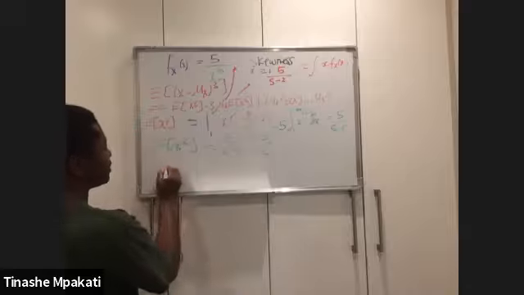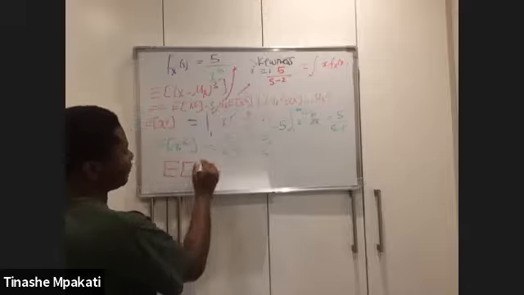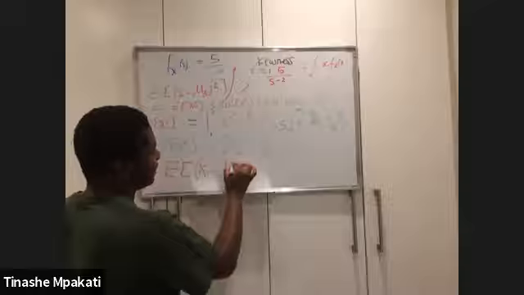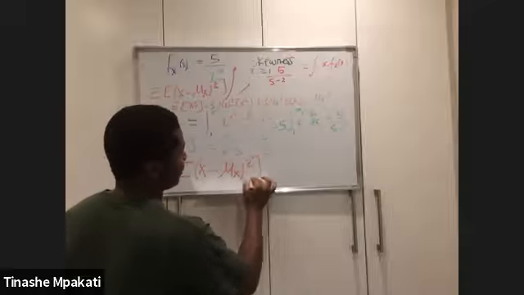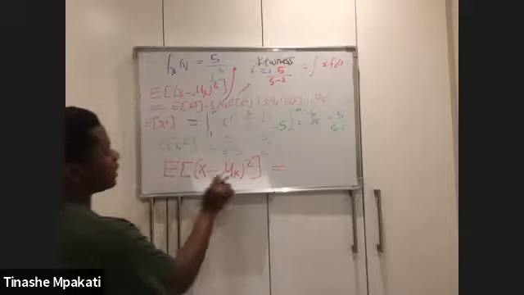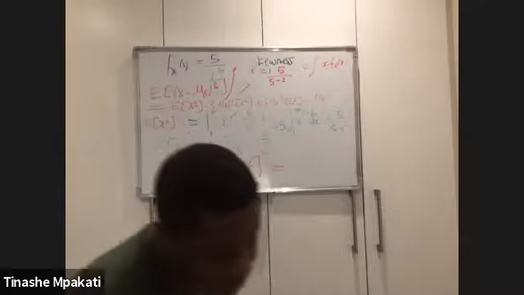Remember, you must always just use this definition of variance: that your variance is equal to x minus the mu of x, all squared.